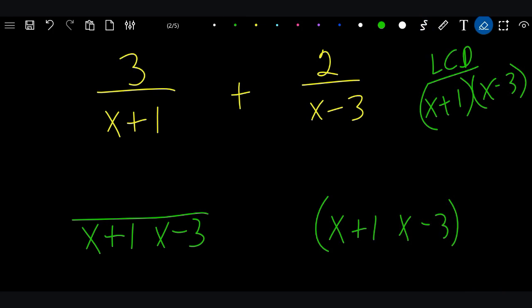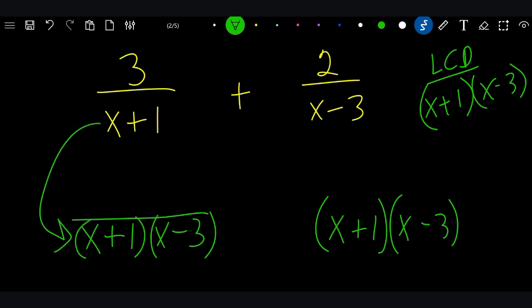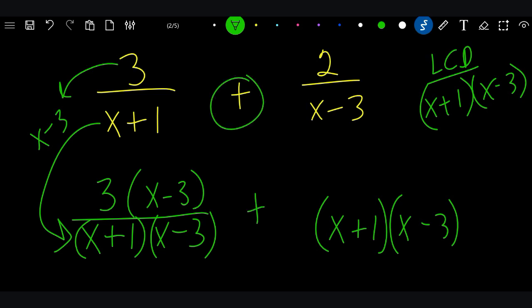And now what we want to do is say, okay, what did I multiply by to get that? What did I multiply this x plus 1 by to get x minus 3? Well, I had to multiply by the x minus 3. So I'm going to do 3 times x minus 3, plus.